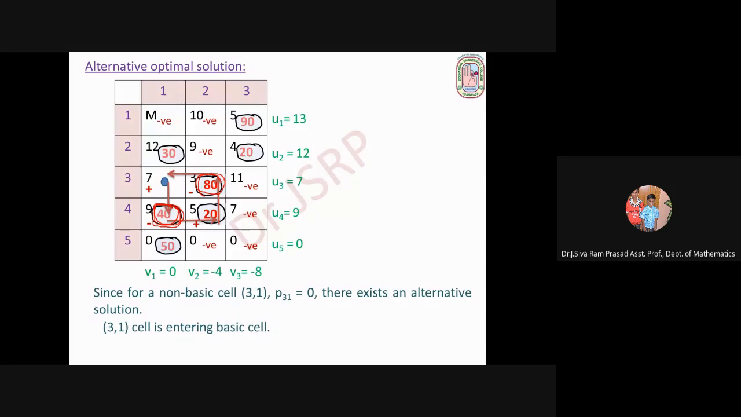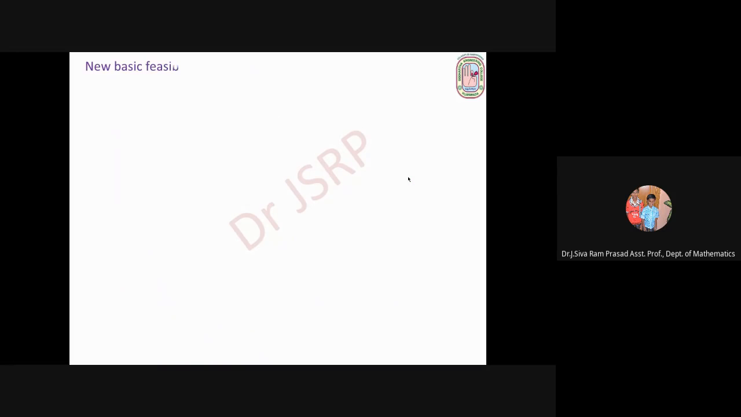Among these two cells, what is the minimum allocation? Allocation is 40 in 4,1 and 80 in 3,2. So the minimum of these two is 40, that is 4,1 cell. So 4,1 cell is the leaving basic cell. In the closed loop, we consider negatively signed cells, take the minimum value among them, and the corresponding cell is the leaving basic cell. So here 3,1 is the entering basic cell and 4,1 is the leaving basic cell. How do you find the new solution?